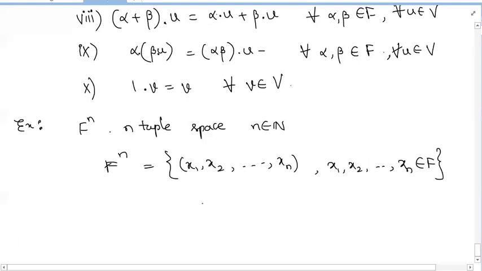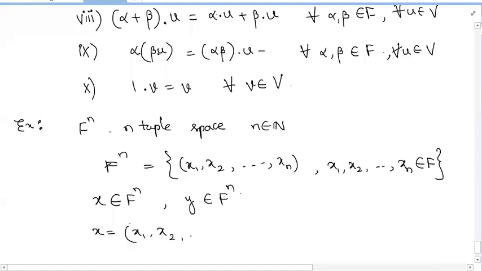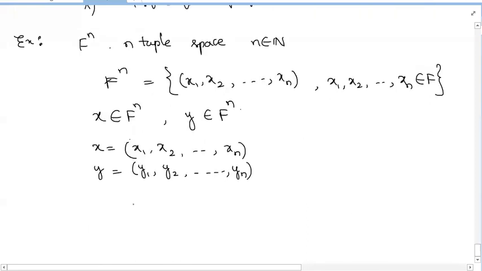Now we are going to define addition and scalar multiplication. X belongs to Fn, Y belongs to Fn. So x will be of the form x = (x1, ..., xn), and y is of the form y = (y1, y2, ..., yn). Then we are proposing vector addition. The vector addition is x plus y.